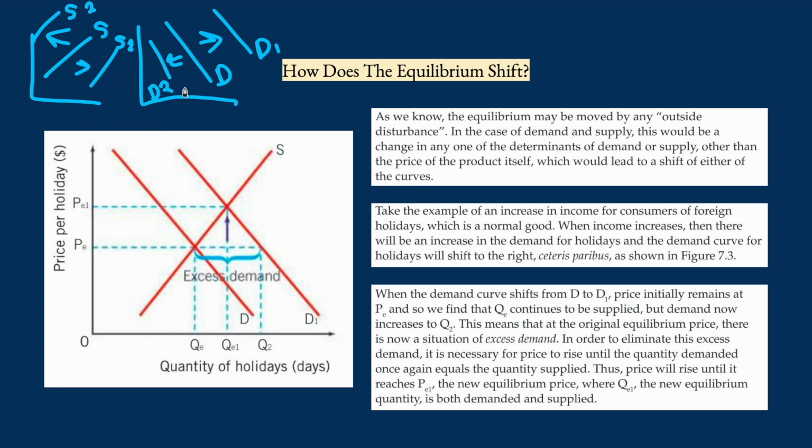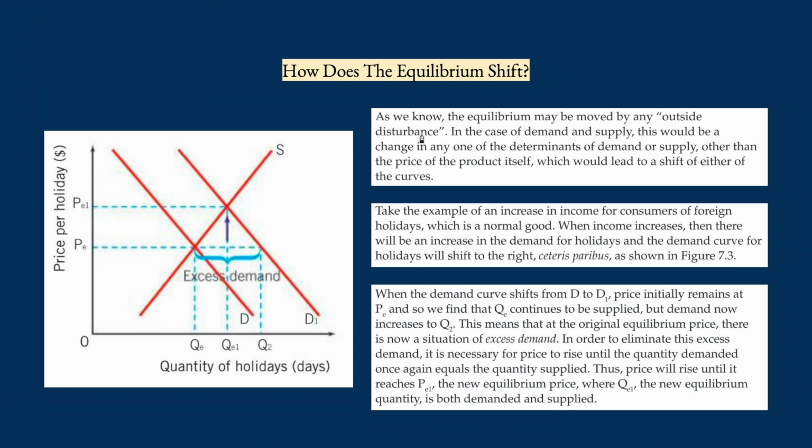Sorry, my graphs are really bad, but just remember from before, each of the curves can shift based on non-price determinants of supply and of demand. But obviously, because these curves can shift, we are going to see how, when they shift, it affects an entire market equilibrium. So as we know, the equilibrium may be moved by any outside disturbance. And in the case of demand and supply, this would be a change in one of the determinants of demand or supply, other than the price of the product itself.